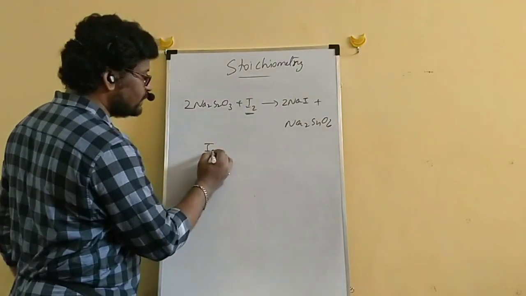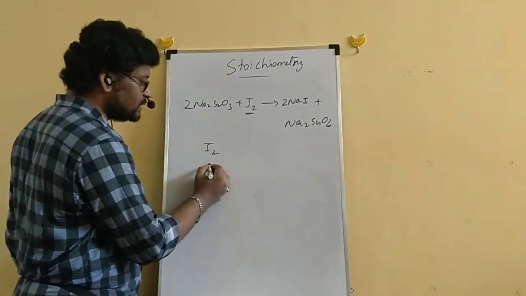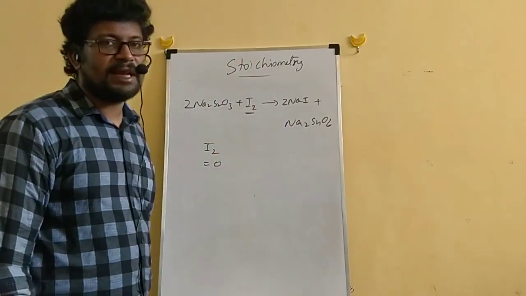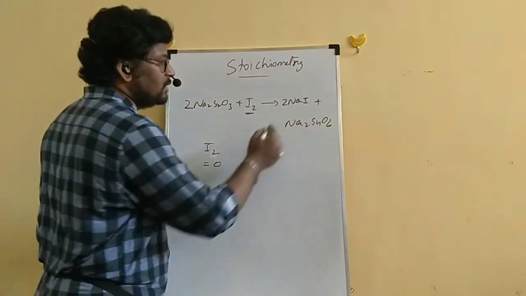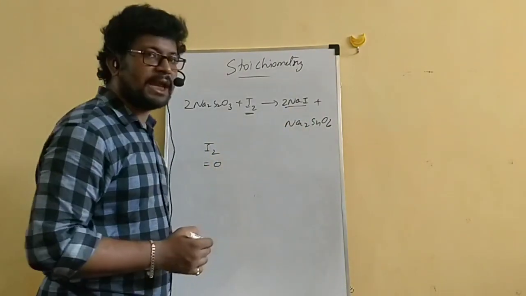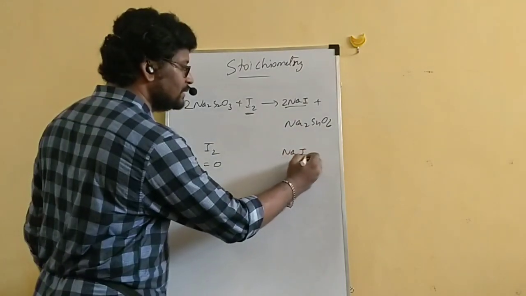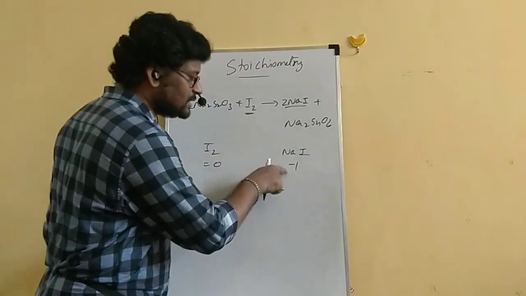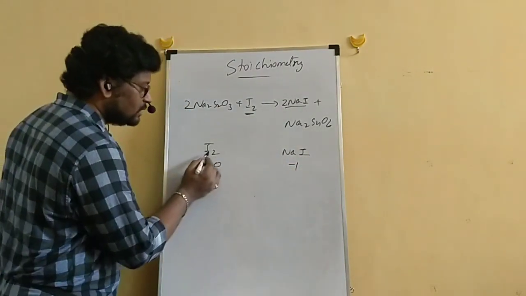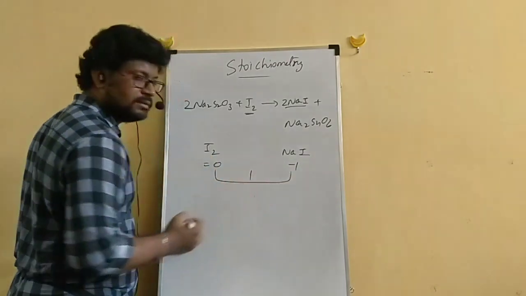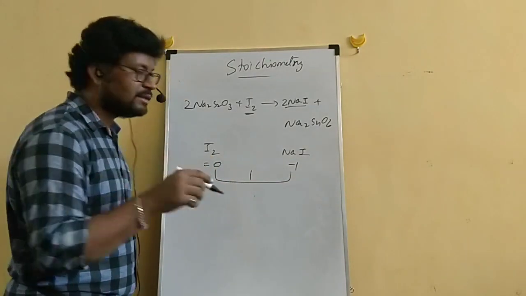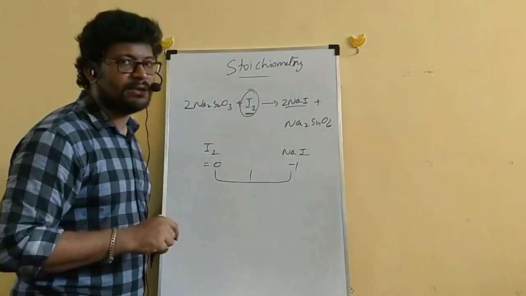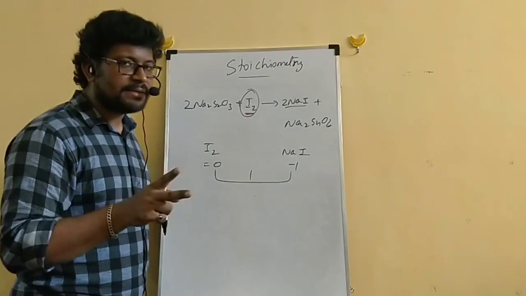On the left side, I2: the oxidation number of iodine is 0 because it is in the elementary state. In the elementary state, the oxidation number of any element is 0. On the right side, we have iodine in which compound? NaI. The oxidation number of iodine in NaI is -1. Then the iodine change in oxidation number is 1. But they asked about iodine on the left side. How many atoms of iodine are there? 2 atoms in one molecule.